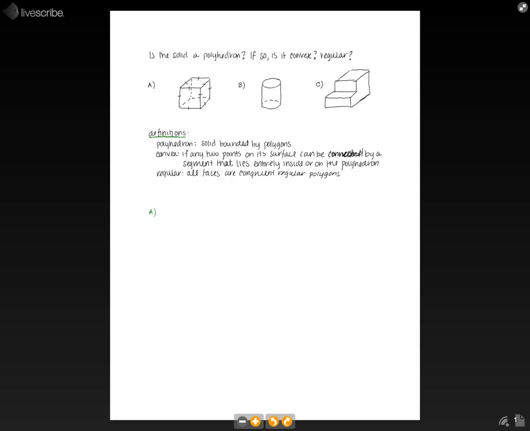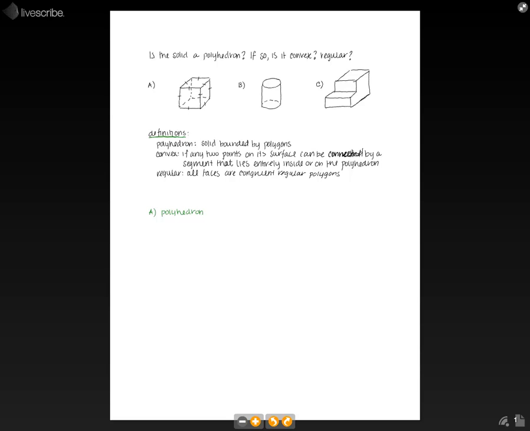So the first question is it a polyhedron? So are all the faces polygons? Well, it looks like all the faces are comprised of straight edges, which means that's a polygon, and they're all enclosed. So we're going to say yes, this is a polyhedron.